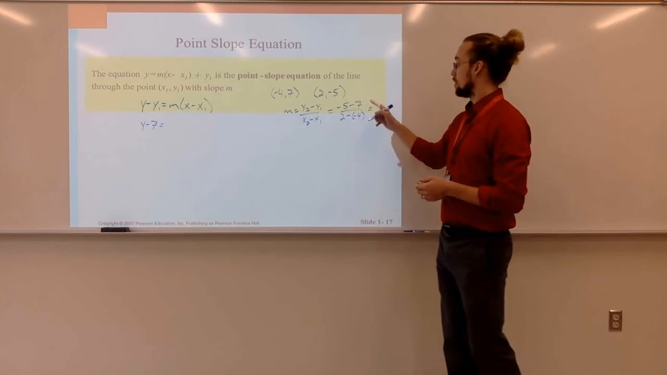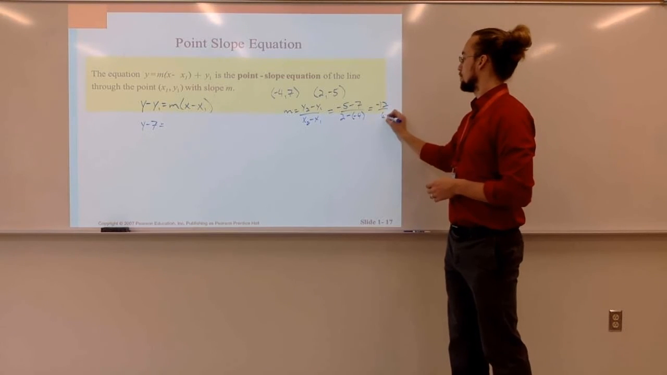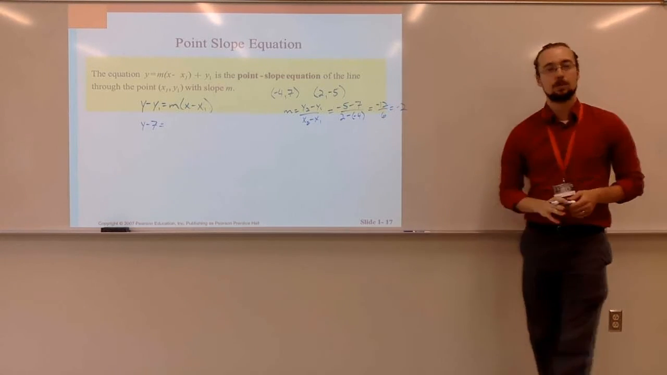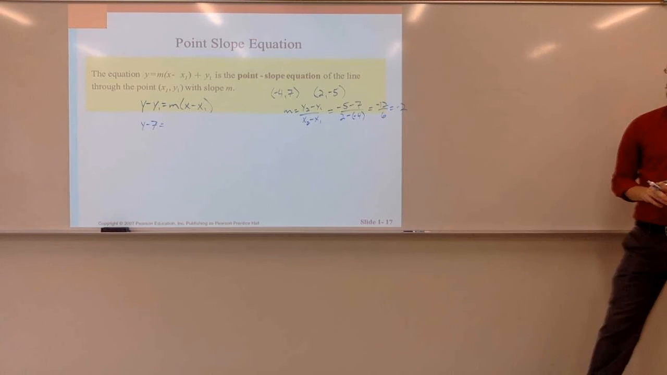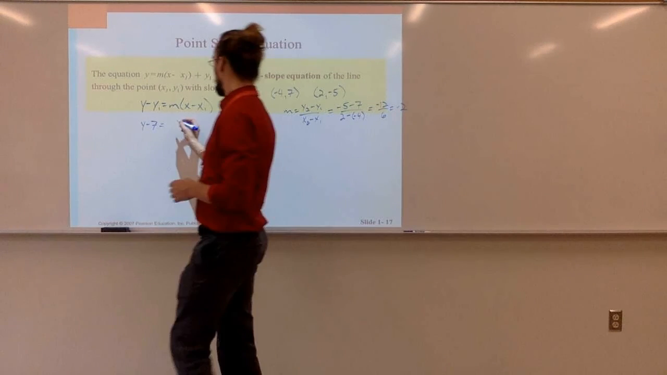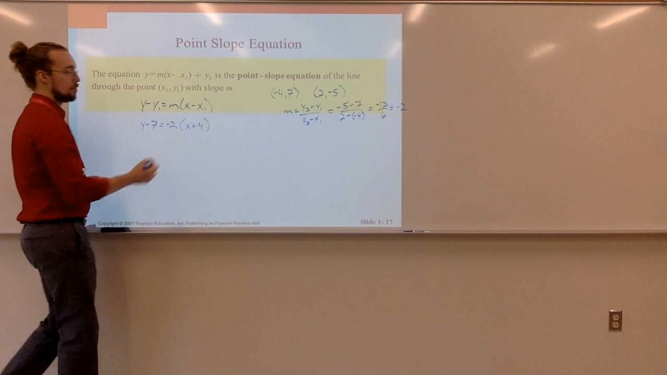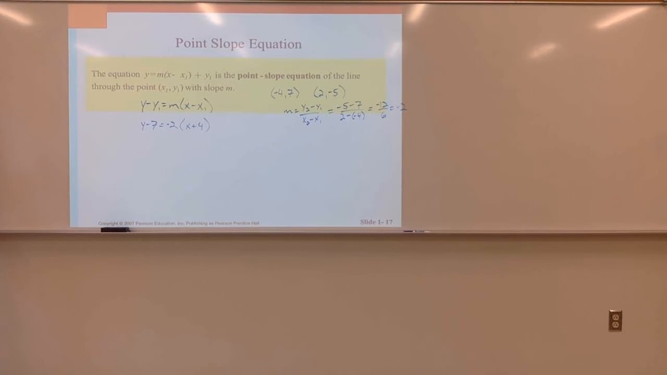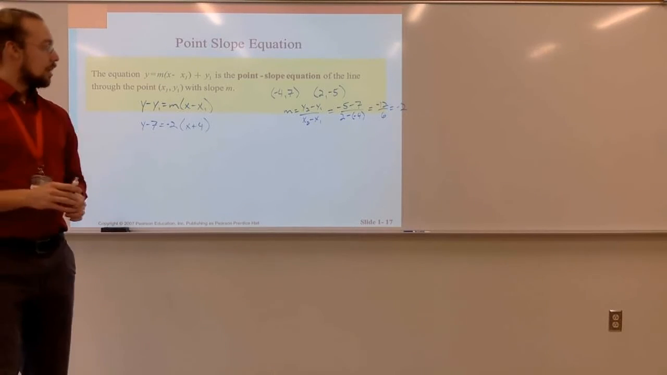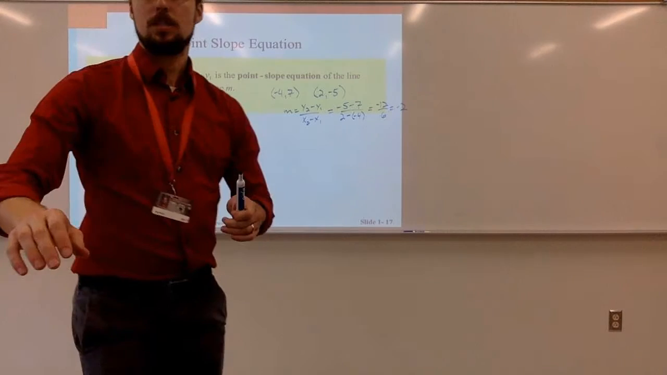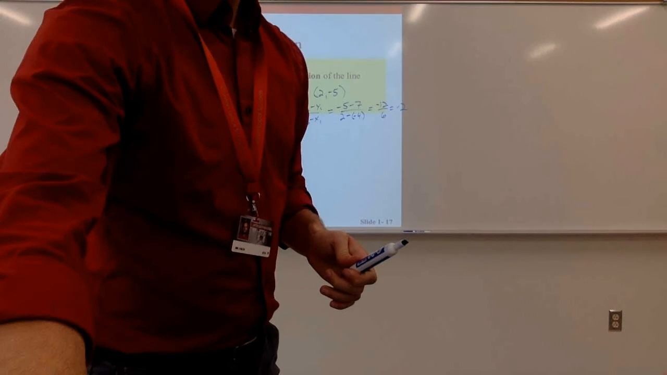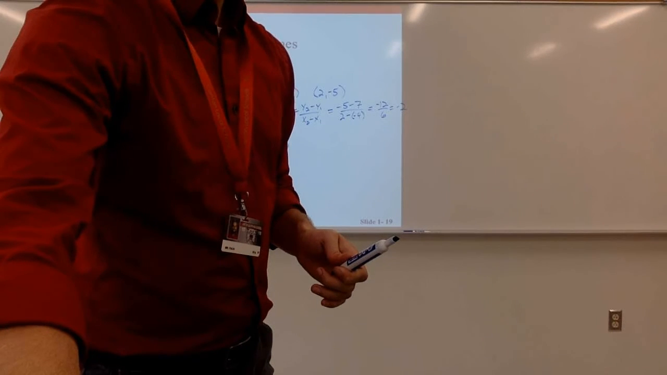So it's actually going to be -2, -12 over 6. So y minus 7 equals -2 times x plus 4. That's the answer. You okay with that one? That's really it for that one.